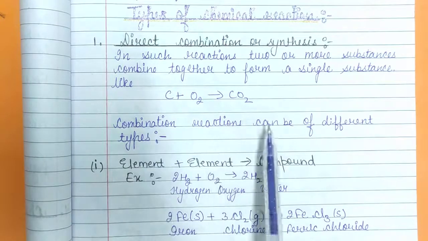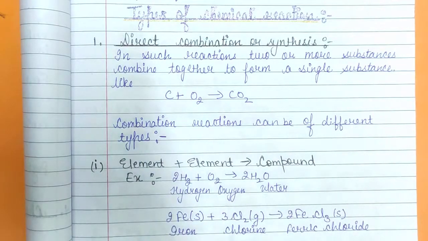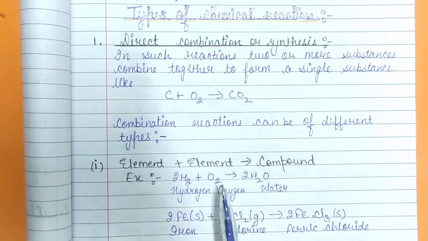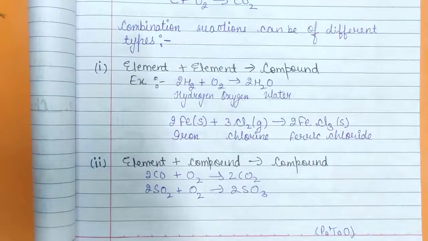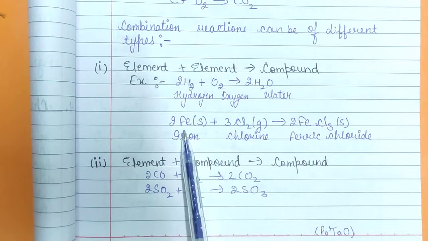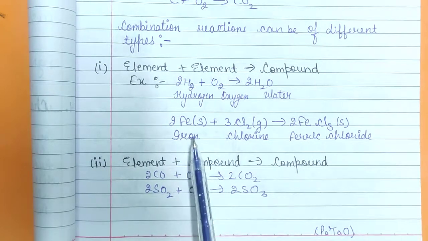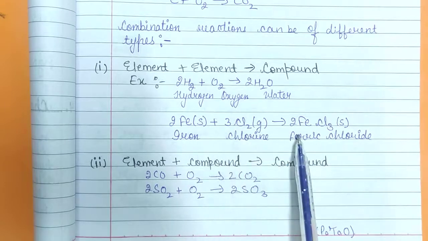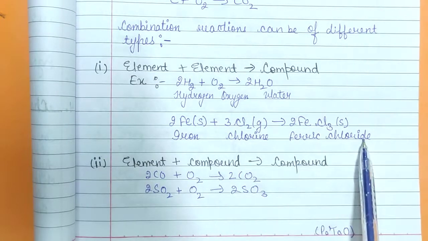So combination reactions can be of different types. Number 1, element plus element gives compound. Example, when hydrogen element reacts with another element, oxygen, it will form a compound, that is H2O. Similarly, another example of element plus element gives compound is when you react the iron, which is also an element, with another element, chlorine, it will form a compound which is ferric chloride.